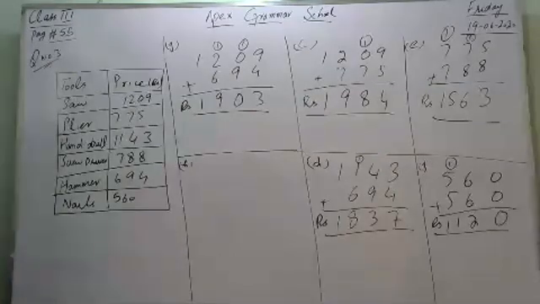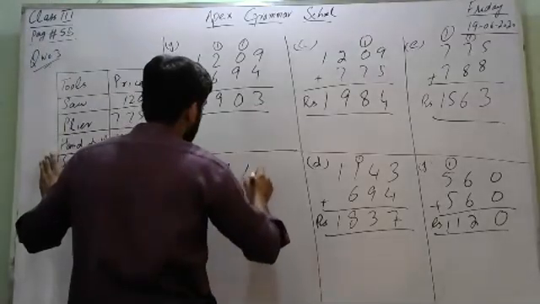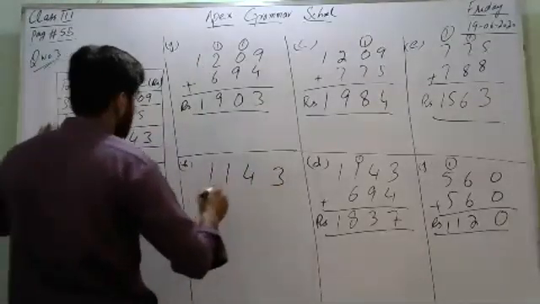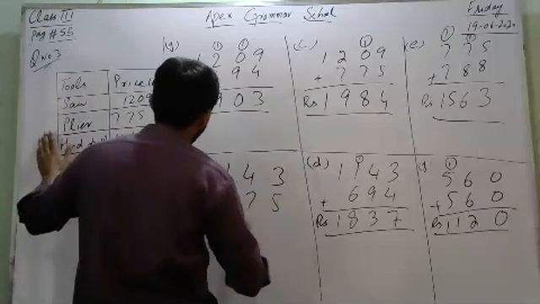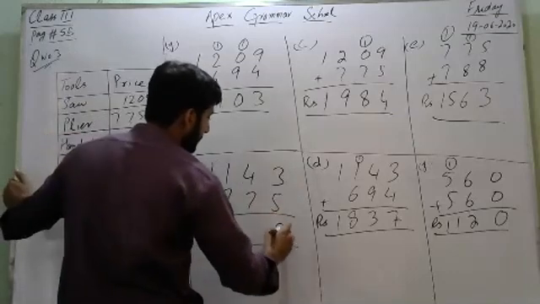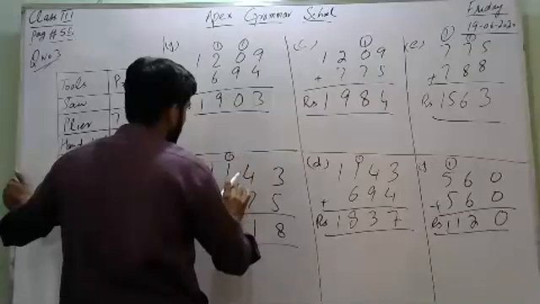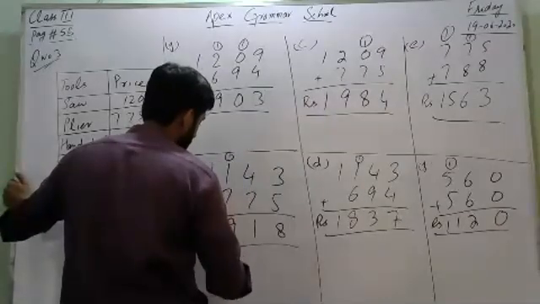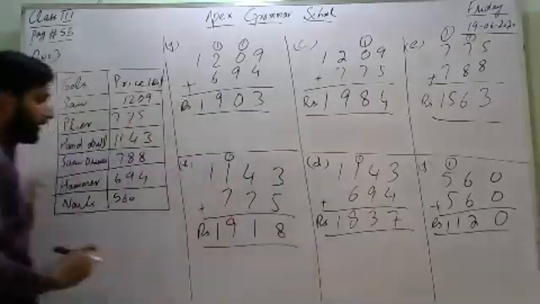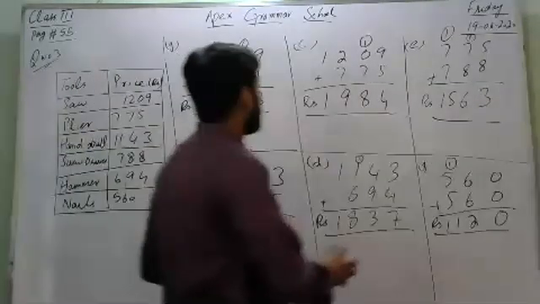In H part, total price of hand drill and plier. Hand drill price is 1143 and plier price is 775. 3 plus 5, 8. 4 plus 7, 11. 1 carry. 7, 1, 9. 1, 8 and 1, 9. 1 as it is. 1918 rupees is the total price of hand drill and plier.